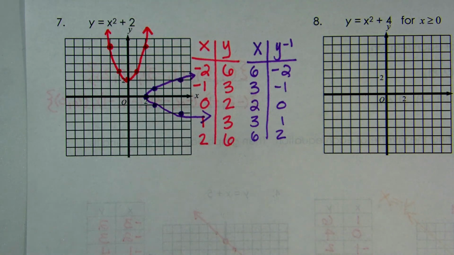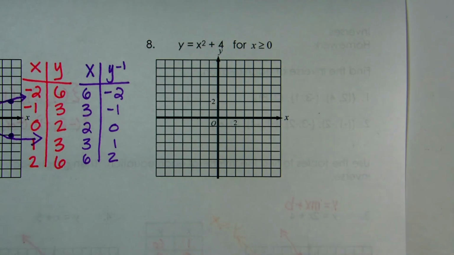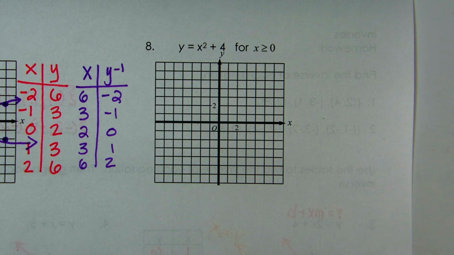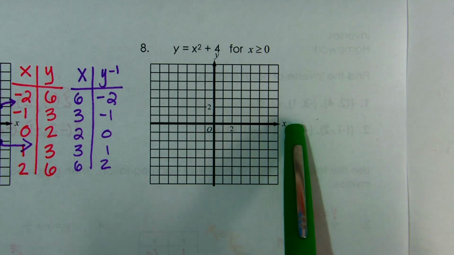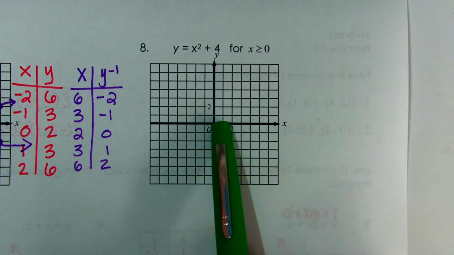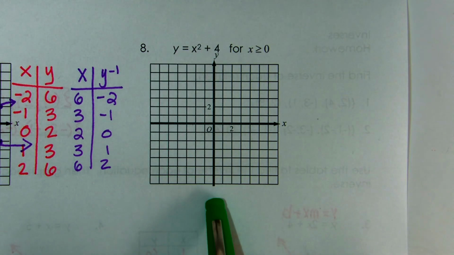Last but not least, number 8. Number 8 tells us we're going to graph y equals x squared plus 4 for x values greater than 0. X values greater than 0 mean my horizontal values to the right of the y-axis.